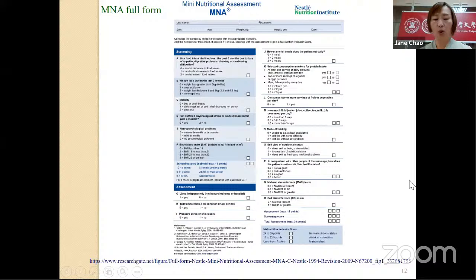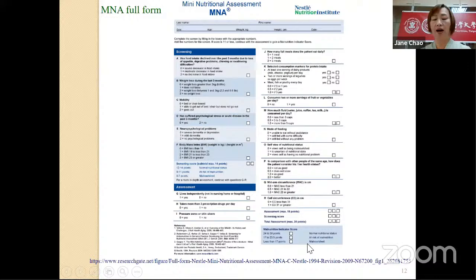So when you add the total score, including the screening part and assessment part, you can have the total score here in the final row. And according to your total score, there are three categories. If the total score is between 24 to 30, you are at normal nutritional status. If the total score is between 17 and 23.5 points, you are at risk of malnutrition. If your total score is less than 17 points, that means you are malnourished.